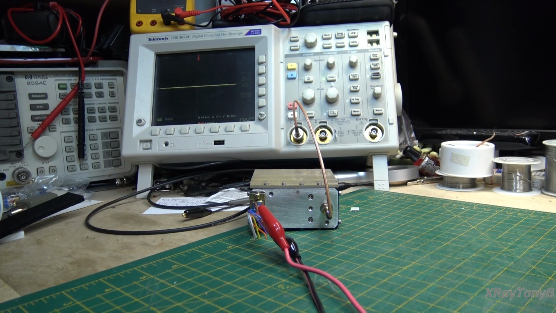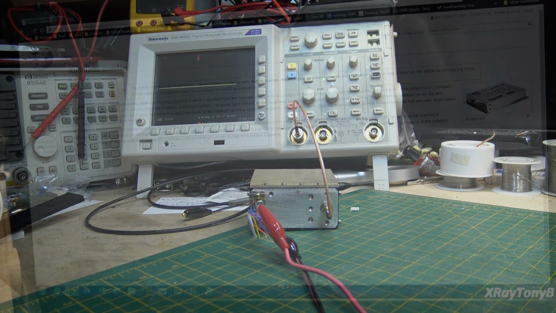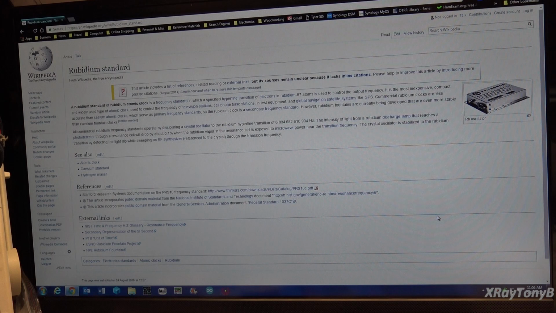Hold on. Okay, everybody, we're going to cheat here. I am on everybody's favorite information place, Wikipedia, and although they're not always perfect, sometimes they do get the basic information across, and in this case it does. So basically, what is a Rubidium standard? I would consider it a low-end atomic clock.